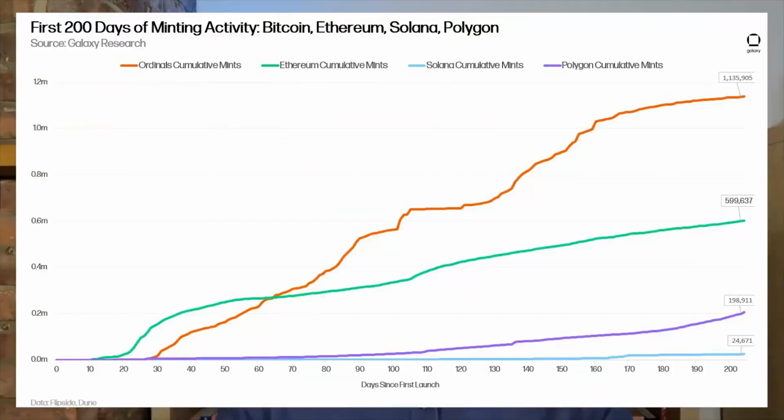And if we look at the graph here of the first 200 days since the first Bitcoin ordinal was inscribed and the amount of inscriptions since, and compare this to the first 200 days after the first NFTs were minted on Ethereum, Solana, and Polygon, we can see, thanks to Galaxy Research, that Bitcoin was way above these blockchains. So it's an extremely strong start.